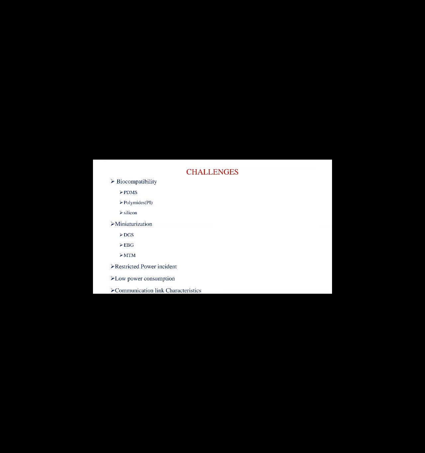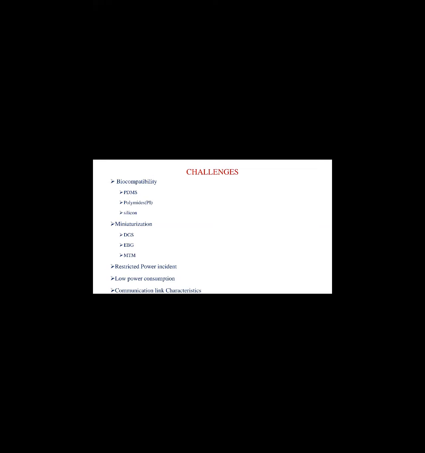Any disturbance in the ground structure can increase the bandwidth, and also we can increase the gain. We can also reduce the return loss. In a parametric analysis, we have to consider the S11 parameter, that is the return loss characteristics, gain, radiation pattern, and the radiation efficiency. All those parameters we should consider when designing any implantable antenna.